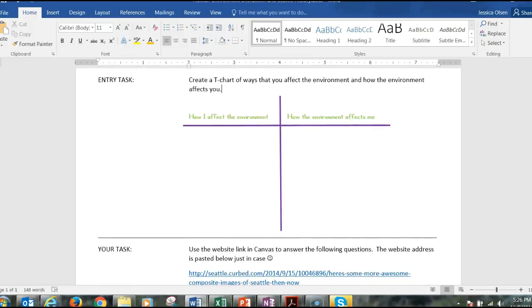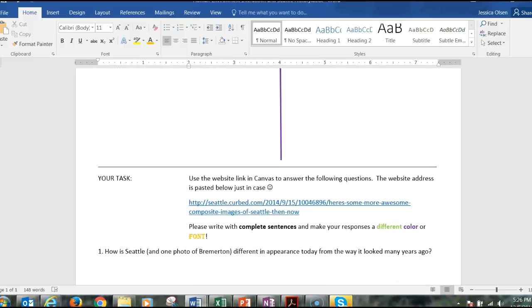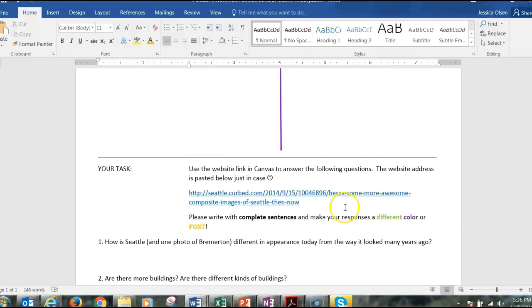Scrolling down the page, you are going to be linked to this website here. And it's only a couple of photographs, but I'd like you to go through and look at before and now pictures of Seattle. Now, I know that not everyone lives in Seattle. Some of us live all over the state, but hopefully everyone can recognize the photos from Seattle. And there's actually one photo of a town called Bremerton. That's on the Kitsap Peninsula.